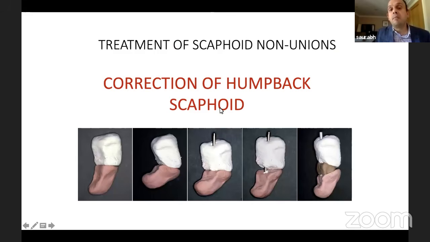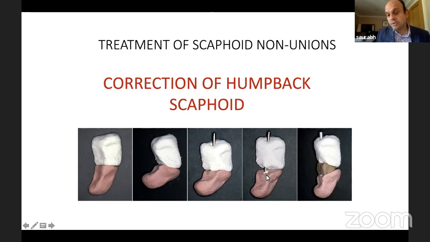So how do we correct a humpback? So that's a normal scaphoid. That's a humpback, which I just showed you in the previous slide. So you can see this is a normal intrascaphoid angle. This angle has increased to 60, 70, 80 degrees. So what happens is, obviously, because all the collapse is from the front, you need a volar approach. You need to reorient it. And this is how you jack it out.